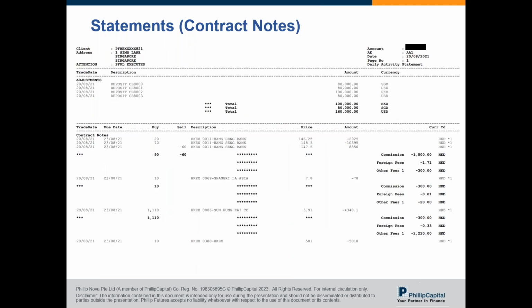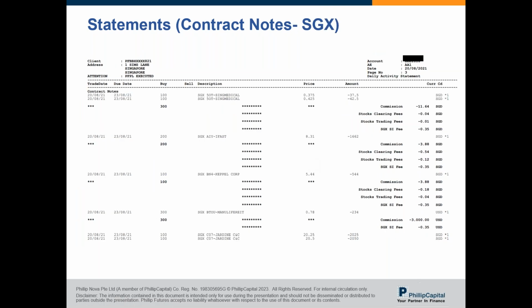A quick look at what you can expect to see from the statements when you trade shares with us. This is where you can see first of all the adjustments when you deposit or withdraw funds. For all the positions that you hold and trades that you do, there are contract notes that will be shown here: the entry price that you enter, the amount that is deducted, and all the fees that have been incurred, be it the commission or exchange fees. This will be emailed to you.